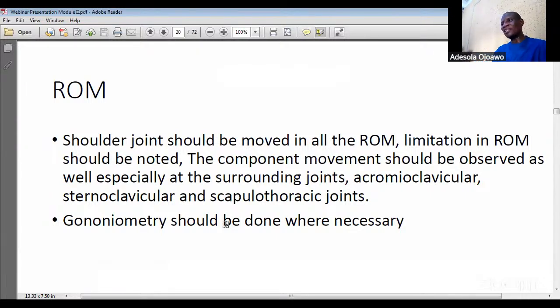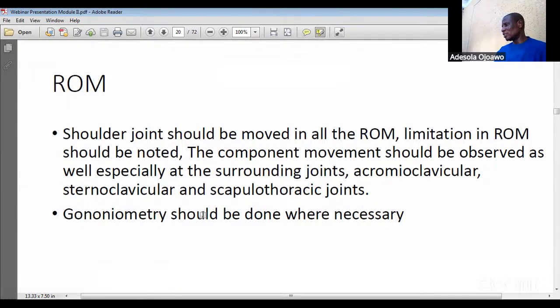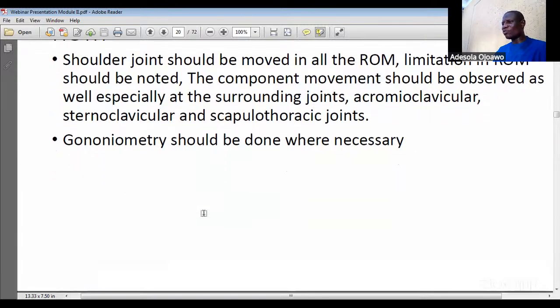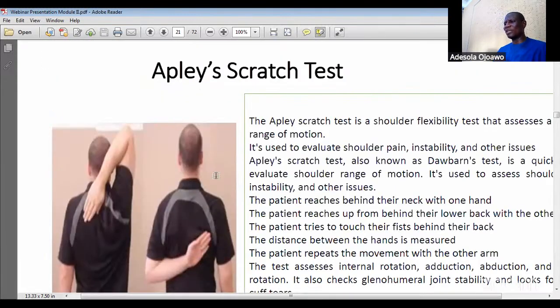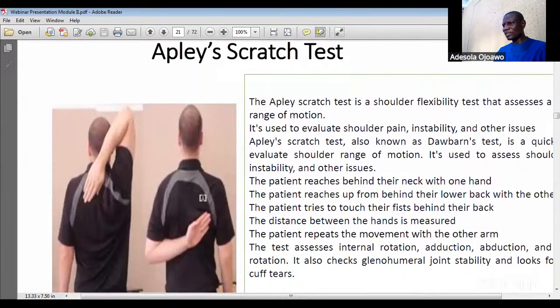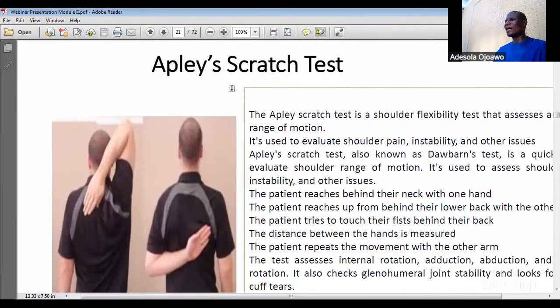But if the patient is having a problem at the glenohumeral joint, then your goniometry is very important. And I tried to put how to measure goniometry here. Okay, I'll start with this. Apley's scratch test tells the flexibility of the shoulder, which assesses the range of motion.